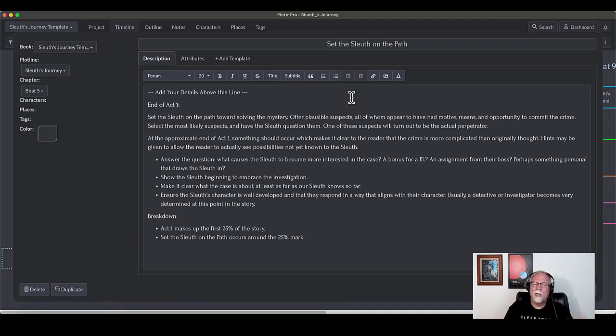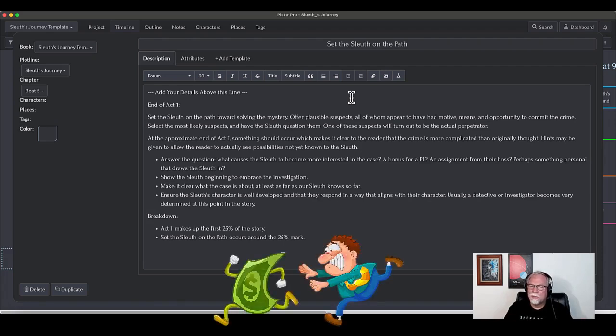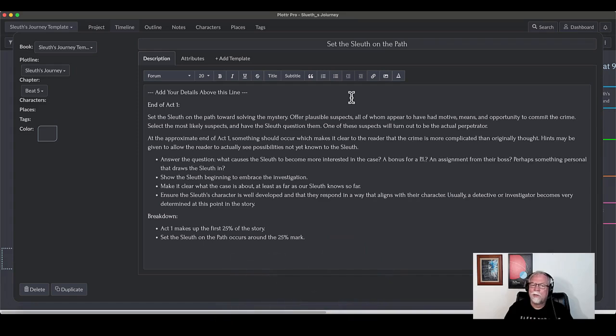So we need to answer the question, what causes the sleuth to become more interested in the case? Is it a bonus for a PI, a whole bunch of cash that he really desperately needs? Is it an assignment from their boss that they can't do anything about? Or maybe it's something personal. This is usually the best thing, even if they have some of these other reasons for being involved.